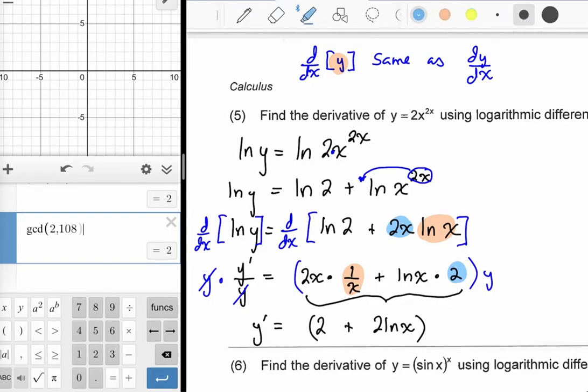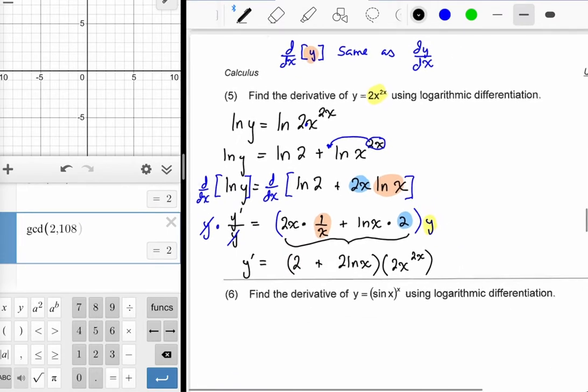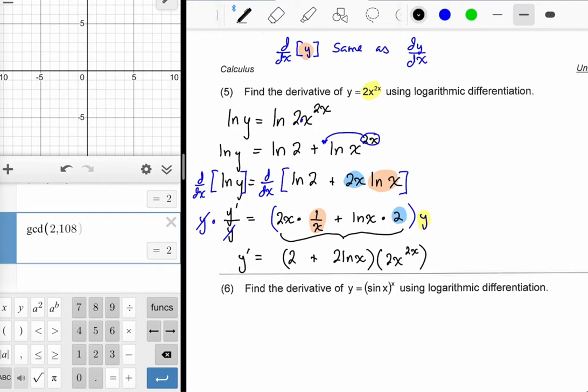But then since the y is really 2x to the 2x, these two things are the same, I can replace the y with that. And that's my derivative. So that's definitely a lot trickier than some of the other problems because of that first step, the first real step, like I said.